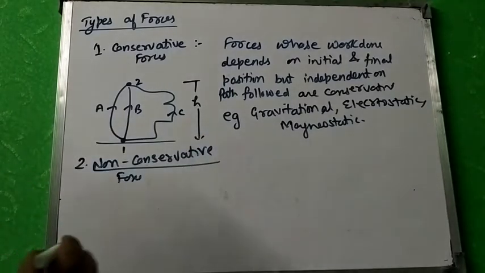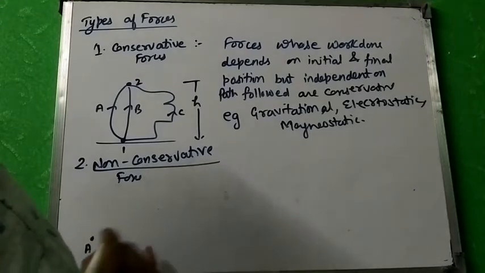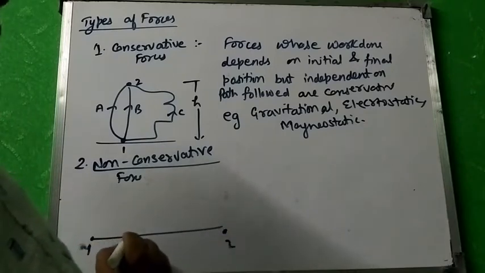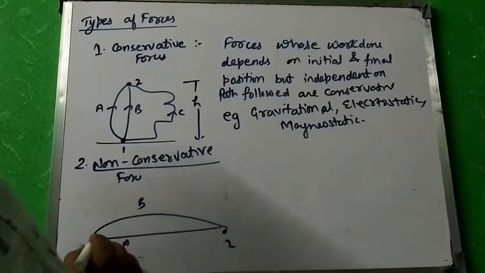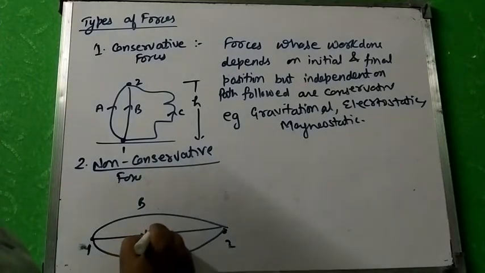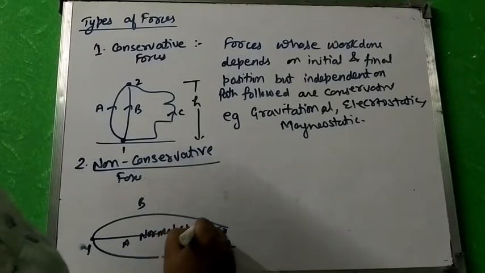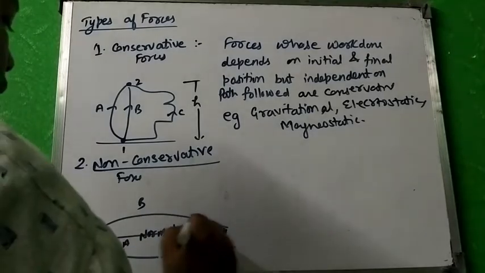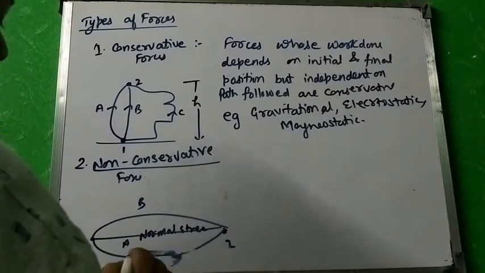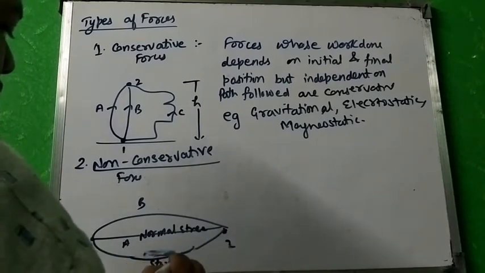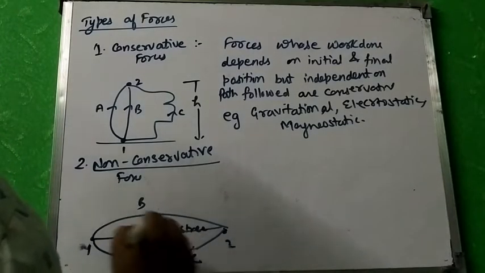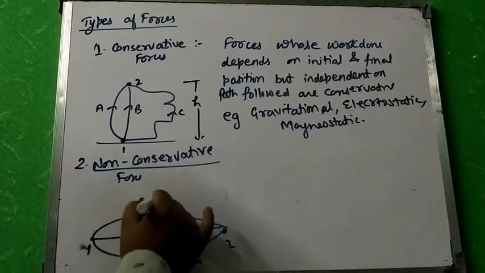Now, suppose you again want to move from one position to another by three ways: A, B and C. A is the normal land, like a normal street. B is a bit sandy, or you can say there are stones. And C has a large number of troughs.